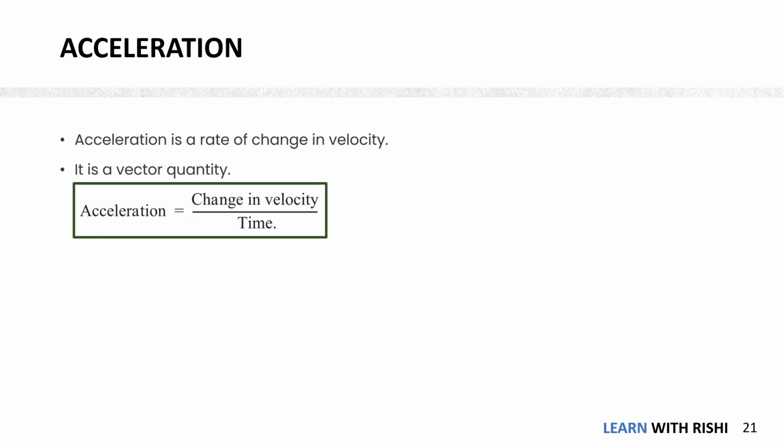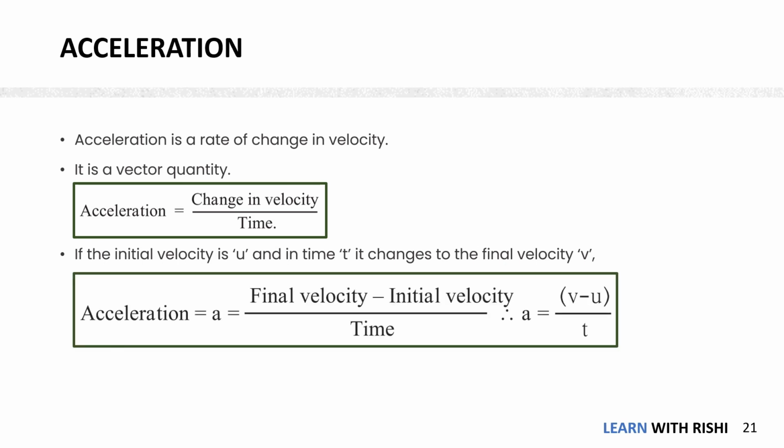Now for change in velocity, there are two things: initial velocity and final velocity. Suppose initial velocity is u and in time t it changes to final velocity v, we can write acceleration is equal to final velocity minus initial velocity upon time. Whenever we say change in velocity, it is final minus initial, so that is nothing but change. So v minus u upon t.